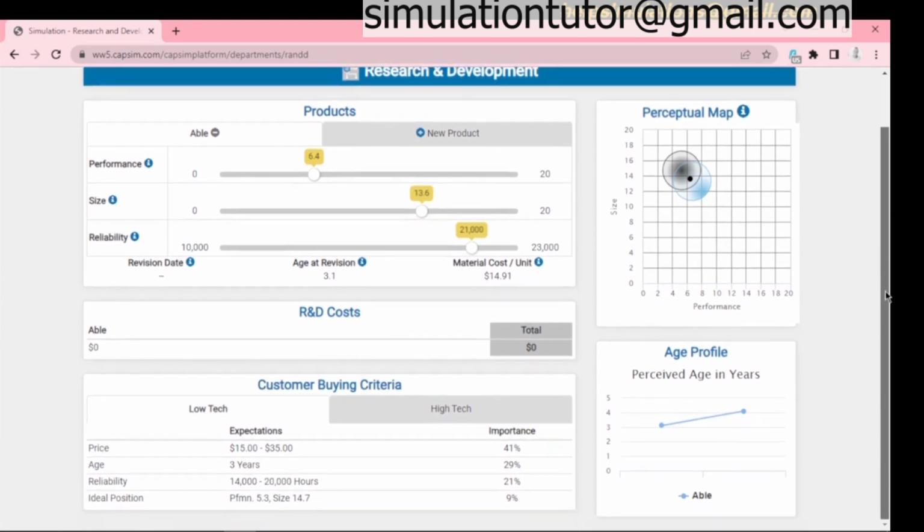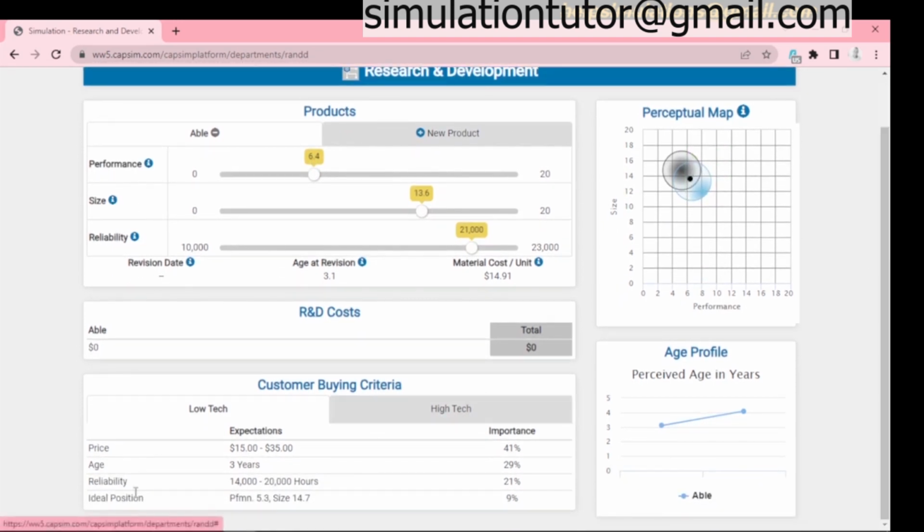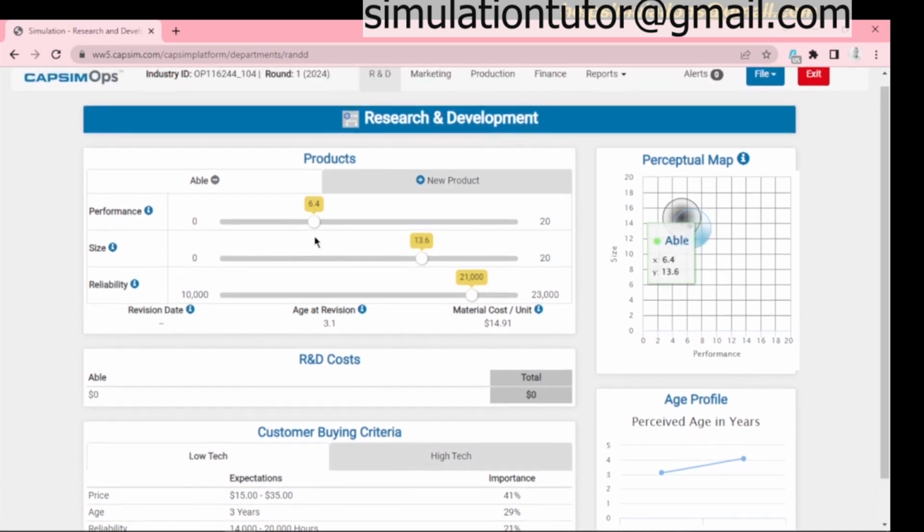We'll use the customer buying criteria to make these decisions, and the most important thing under R&D decisions is to establish an ideal position which incorporates the performance and the size, and we also want to ensure that our product's age is around an average of 3 years. Our performance is 6.4. Let's see what consumers want. Consumers want a performance of about 5.3. Compared to 6.4, we are already higher than what consumers want, so we can't lower our performance. We leave it the way we found it.